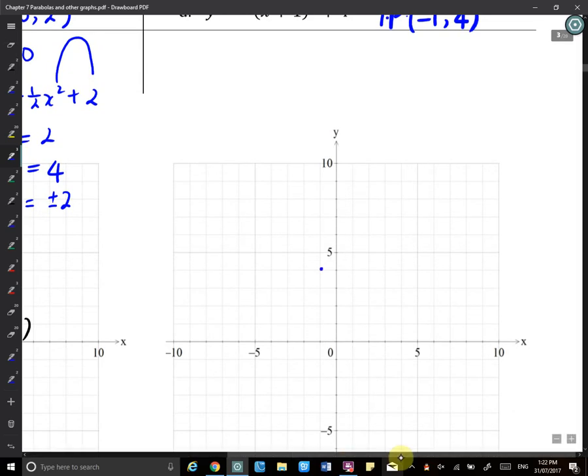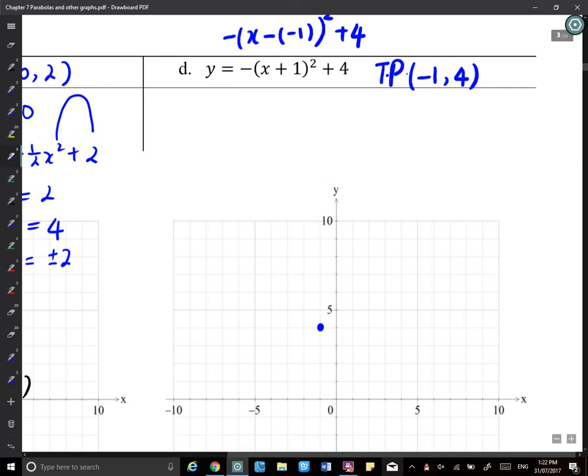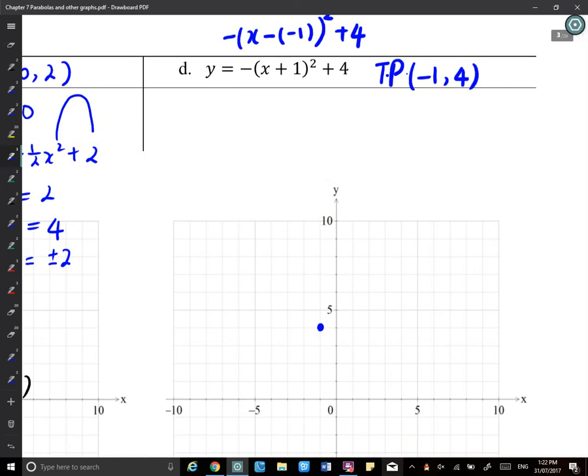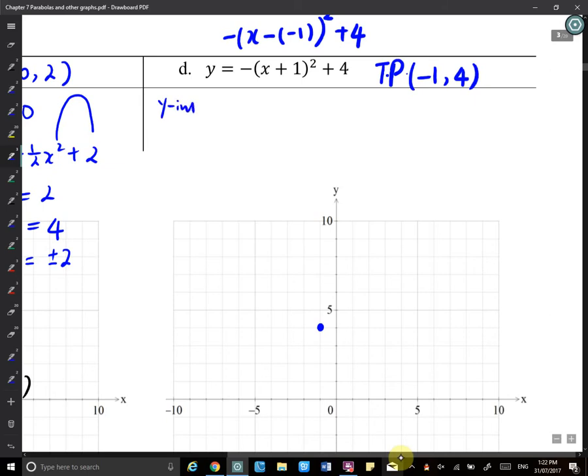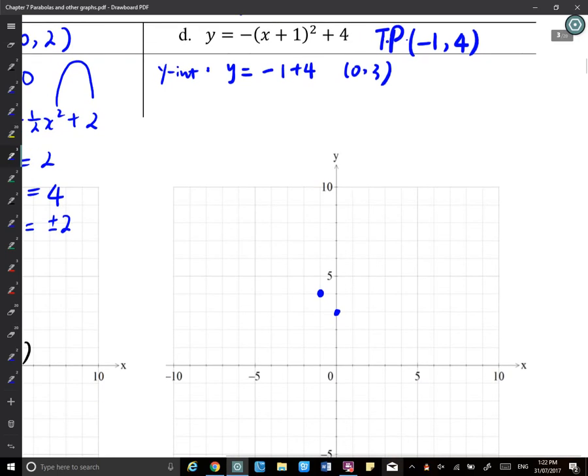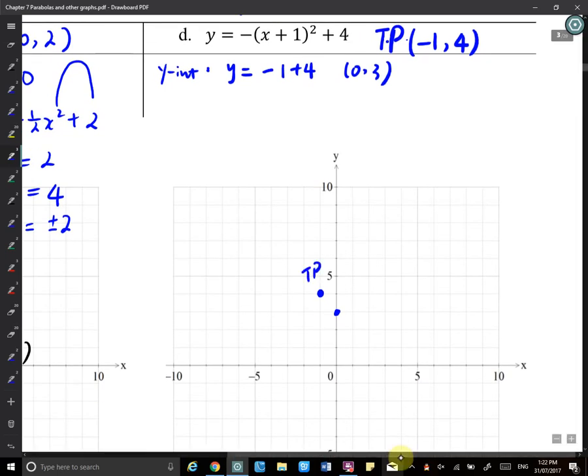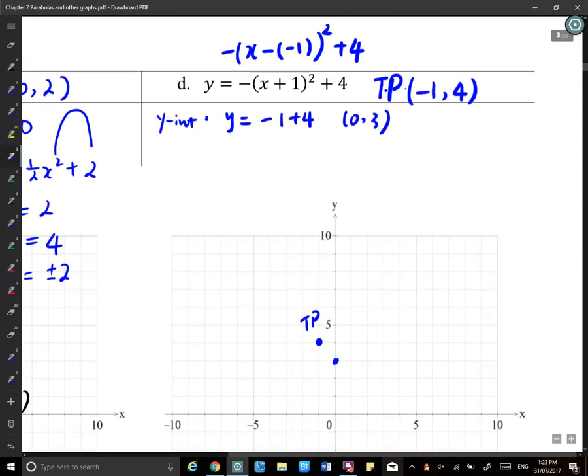So negative 1, 4 is here. I'll label this first. Okay, y-intercept first. The y-intercept is when x equals 0, y equals minus 1 plus 4, which is 3. So 0, 3 will be the intercept. This is the turning point. And what's the a value for this question? Negative 1, so it's less than 0.